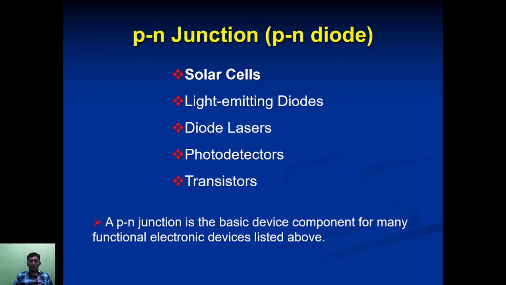Now these are some basic components. This looks like many functional electronic devices, that is a PN junction diode. The most important ones are solar cells, LEDs, diode lasers, photodetectors and transistors.